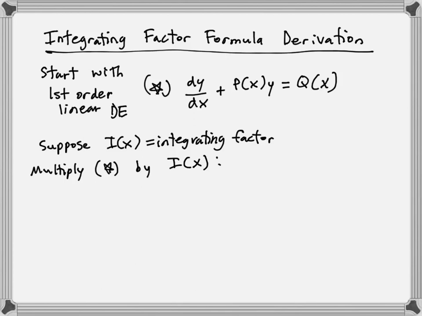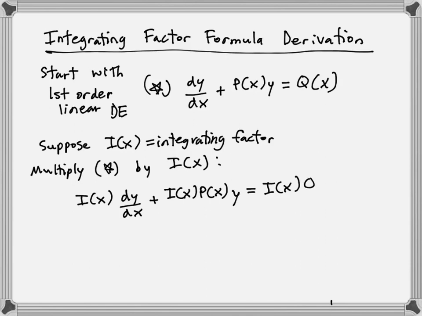And so now what we end up with is I of x times dy dx plus I of x p of x y is equal to I of x times q of x. Now what we want to do is we want that to equal the derivative of I of x times y.